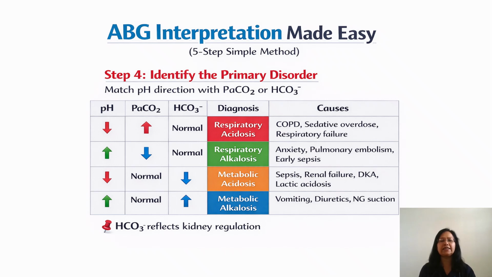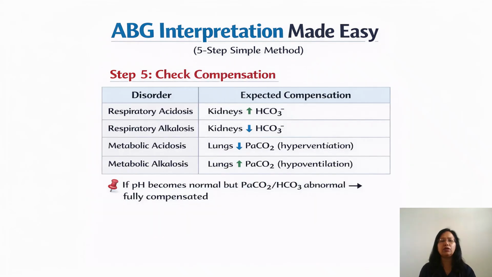If pH is decreased, PCO2 is normal, and bicarb is also decreased, it means metabolic acidosis. Causes could be sepsis, renal failure, and diabetic ketoacidosis. If pH is going up and bicarb is also going up, it means metabolic alkalosis. Causes could be vomiting, diuretics, and NG suction. So basically, the bicarbonate reflects the kidney regulation.